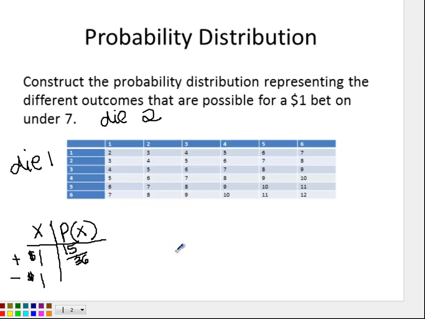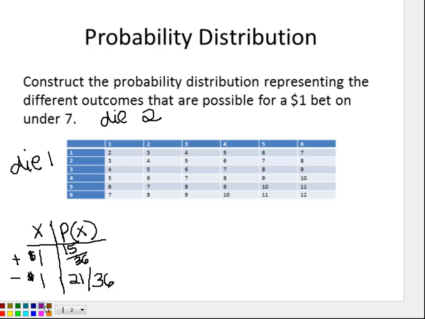Alright, so now you'll lose $1 if you are, I believe it says, 7 and over. So you're going to count all the outcomes that are 7 and over. So let's see. You got 1, 2, 3, 4, 5, 6, 7, 8, 9, 10, 11, 12, 13, 14, 15, 16, 17, 18, 19, 20, 21. So if you get 7 and above, you lose. There's 21 ways that you can get 7 and above. So it's 21 out of 36.